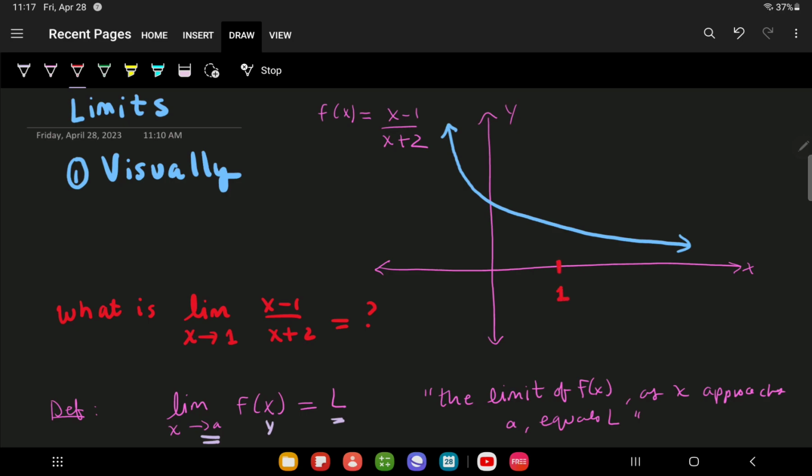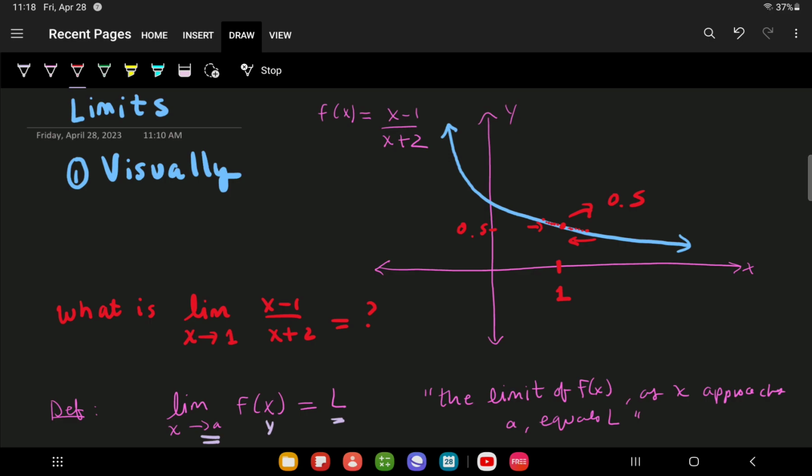So going back to the question here, what this is saying is, as x on the x-axis, if I note down 1, if I see from both the left-hand side and the right-hand side, what value am I getting closer and closer to? And it turns out both the y values are getting closer to 0.5. And that is the visual idea of what a limit is.